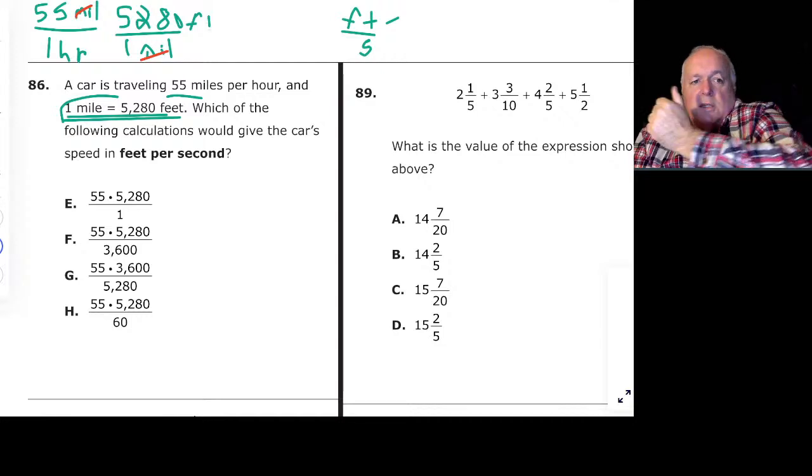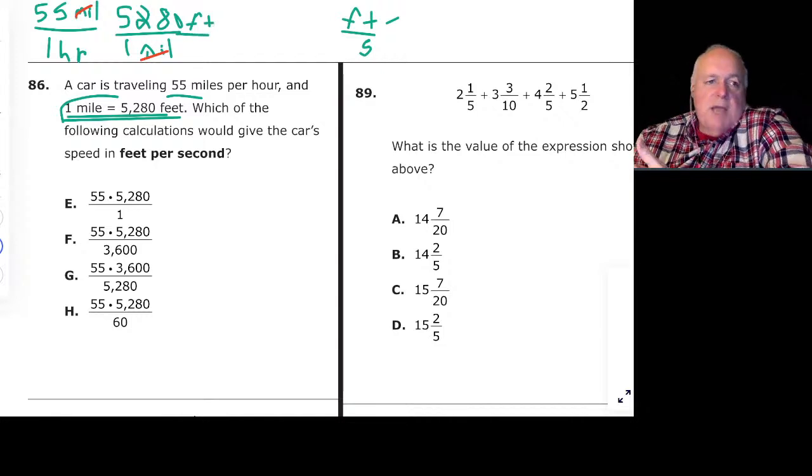Now we seem to be okay with the top, because the top is 55 times 5,280 feet. That's the only thing left. We got rid of the miles. So now we have to work on the hour part. Let me change the color of that just so it's clear what we're doing. We want the hour on top here, because what we eventually want to do is cancel out the 2 hours. Well, we know 1 hour is 60 minutes.